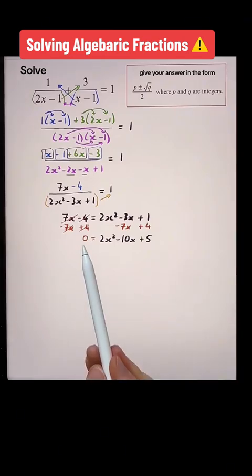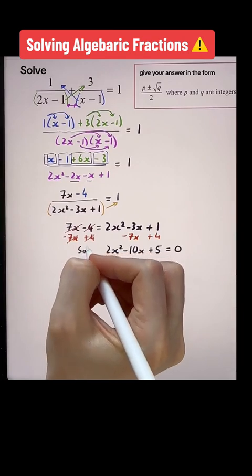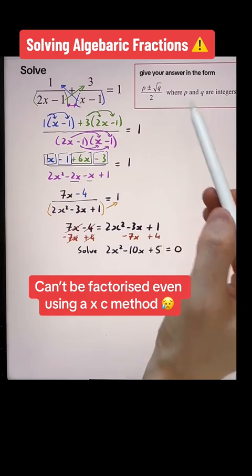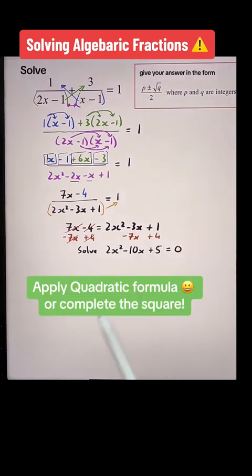Having the 0 on the left-hand side is the same as putting the 0 on the right-hand side. As I'm solving a quadratic, I know my solutions are of the form p plus or minus root q over 2, where p and q are integers. Therefore, I know I must apply the quadratic formula or complete the square.